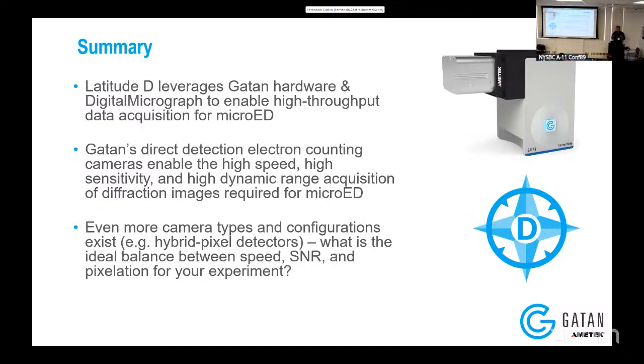But when you sit down to look at a material, you have to think about what's the speed I need, what's the dose sensitivity, am I looking at a lot of very sharp spots over a wide range in the diffraction space, because all of that affects essentially how pixelated you need your camera to be, how fast you need it to be, and what noise and sensitivity properties you need it to have.